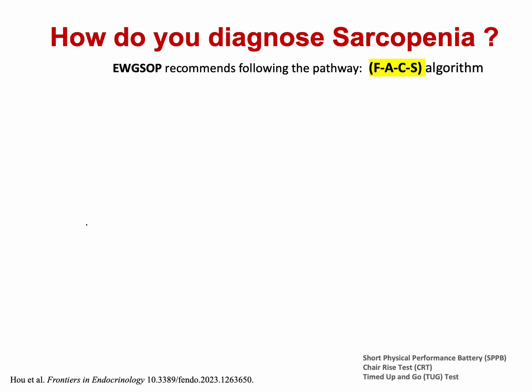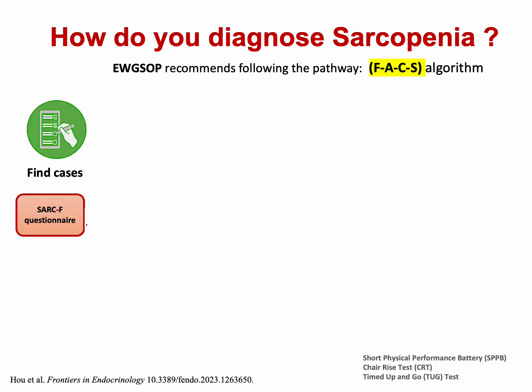How do we diagnose sarcopenia? The European Working Group on Sarcopenia advises using the FACS pathway for sarcopenia screening and diagnosis. The FACS pathway includes F, which stands for find cases by the use of the SARC-F questionnaire.